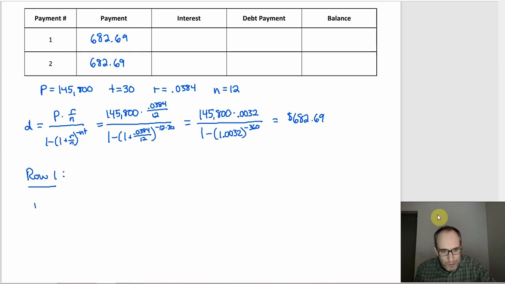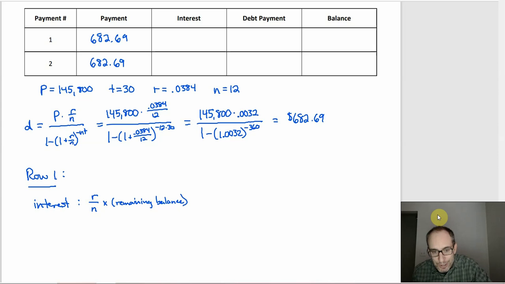All right, so the interest, that's going to be, it's R over N. I guess in general it's R over N times the remaining balance, which here is the exact same thing as the principal, right? So this will be 0.0384 over 12 times 145,800. So then that's going to be 466.56.